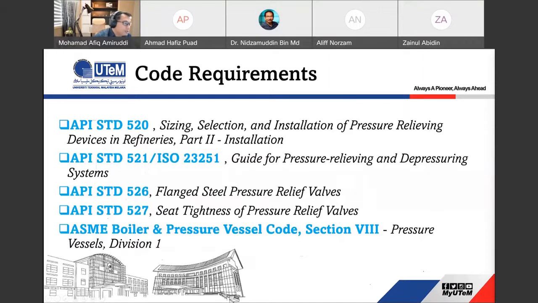So this is the code requirement. Basically, if some company is dealing with the calibration of PRV, PSV, I think they already know the common standard or code requirement they want to deal with, such as API standard 520, sizing, selection, and installation of pressure relieving device, API standard 521, API standard 526, API standard 527, seat tightness of pressure relief device, and ASME boiler and pressure vessel code section VIII, pressure vessel division 1. So all these standards are related to the pressure relief valve.